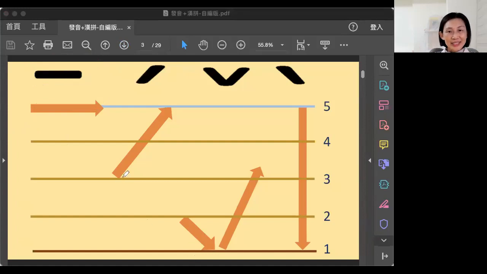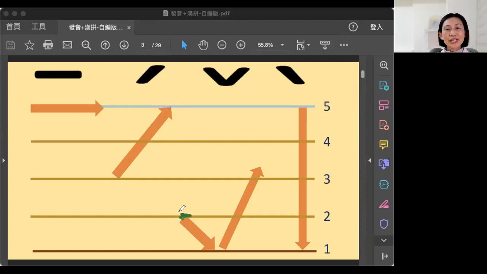Let's try the second tone. The second tone is from the medium pitch up to the highest pitch. Á. Good. Yes. Let's see the third tone.